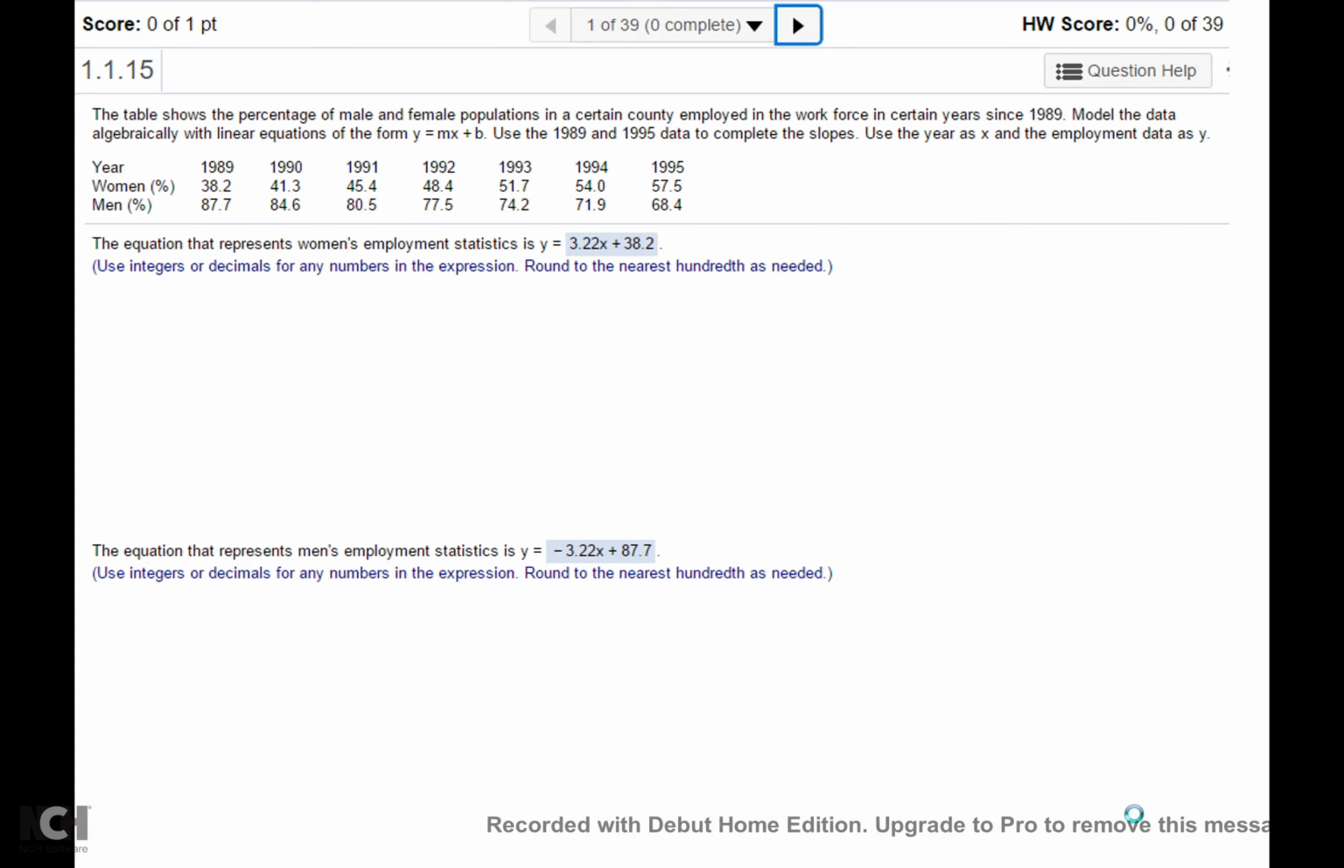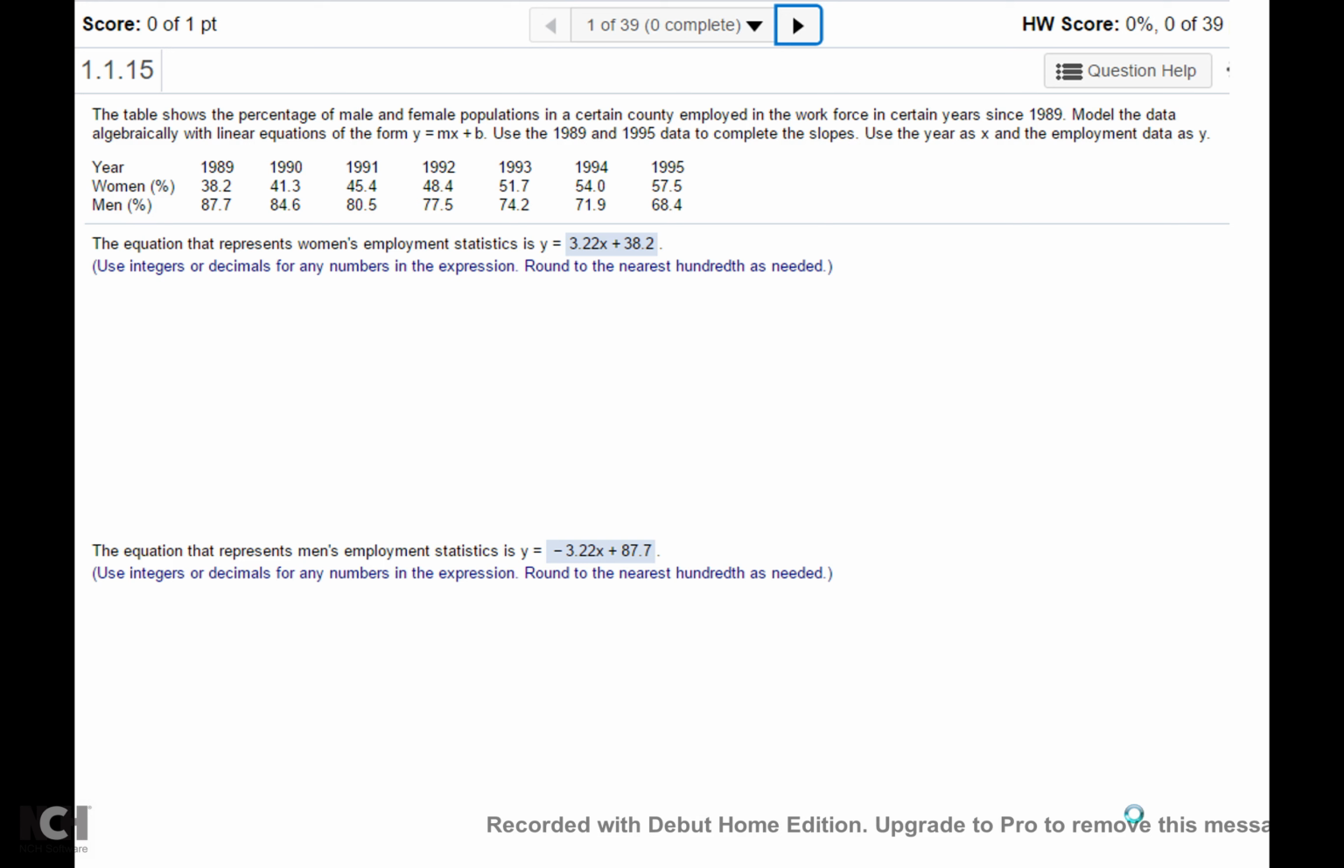All right, today we are going to review for your conceptual unit 1A test. The first problem says the table shows the percentage of male and female populations in a certain county employed in the workforce in certain years since 1989. Model the data algebraically with linear equations of the form y equals mx plus b. Use the 1989 and 1995 data to complete the slopes. Use the year as x and the employment data as y.